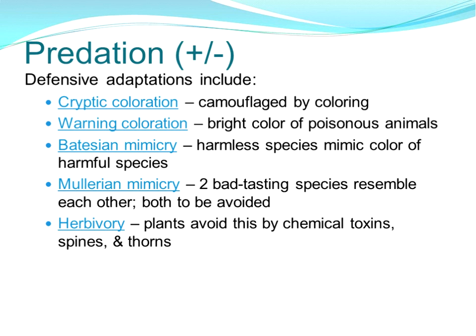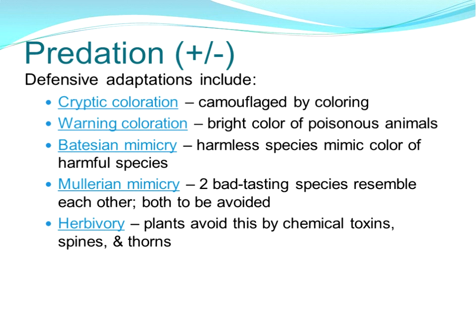Batesian mimicry is when a harmless species mimics the color of a harmful species. So that's seen with the butterflies. We see that with the monarch butterflies. So they mimic the same coloration patterns as the harmful species so that it helps protect them as well.